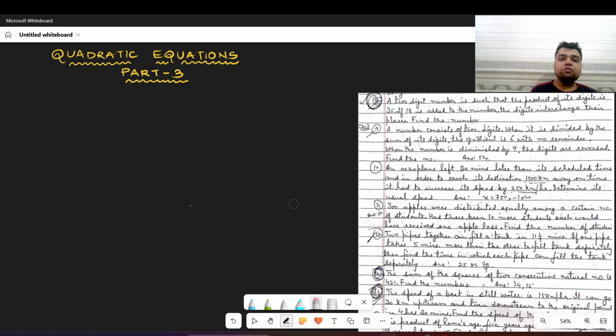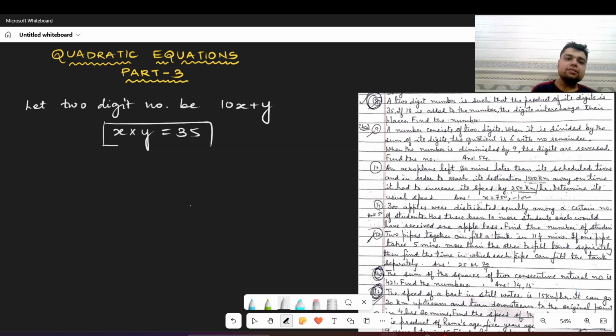So what we will do, we will assume let the 2-digit number be 10x plus y. Now the question is saying the product of the digits, x times y, is 35. This is equation 1. And when I add 18 to it, 10x plus y plus 18 is equal to 10y plus x. So the digits are interchanged, which is why it is written in the reverse order. Now we will solve this further.